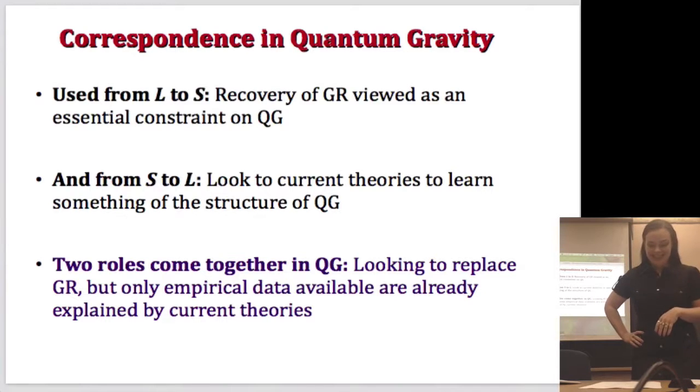So, quantum gravity correspondence is used in both directions. Obviously as a criterion of theory acceptance, the recovery of general relativity is viewed as an essential constraint on quantum gravity. For a theory to be accepted as quantum gravity, we expect it to recover general relativity, though it's not clear at that stage what that means. But it's also used heuristically from general relativity and our current theories, to explore their relations and learn something of the structure of quantum gravity. And I think this is a unique problem to quantum gravity, where these two roles come together.